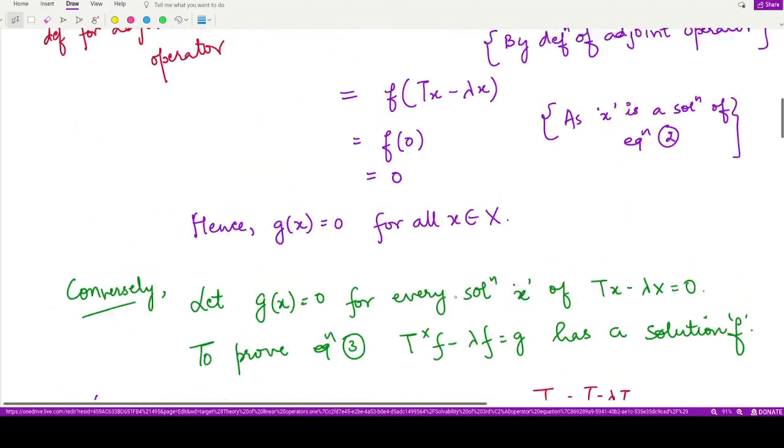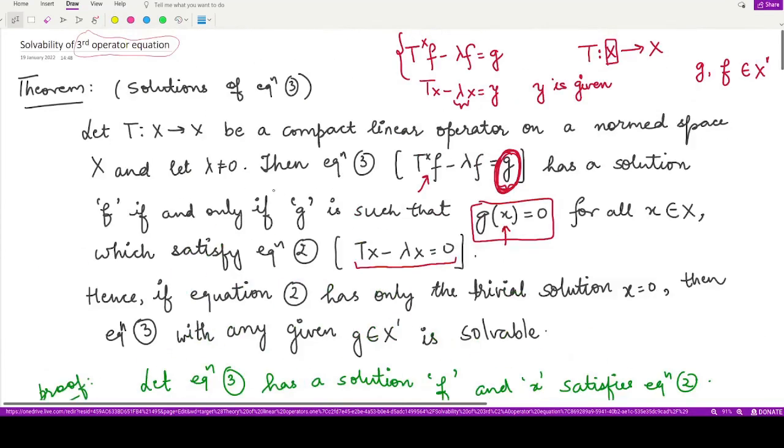So I hope you understood this theorem well, how we can solve, and see which conditions are available for solving this third operator equation.